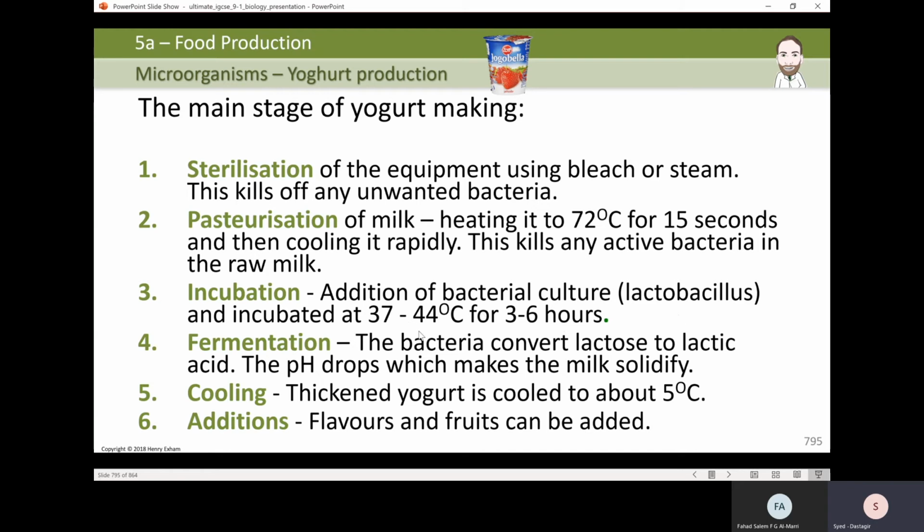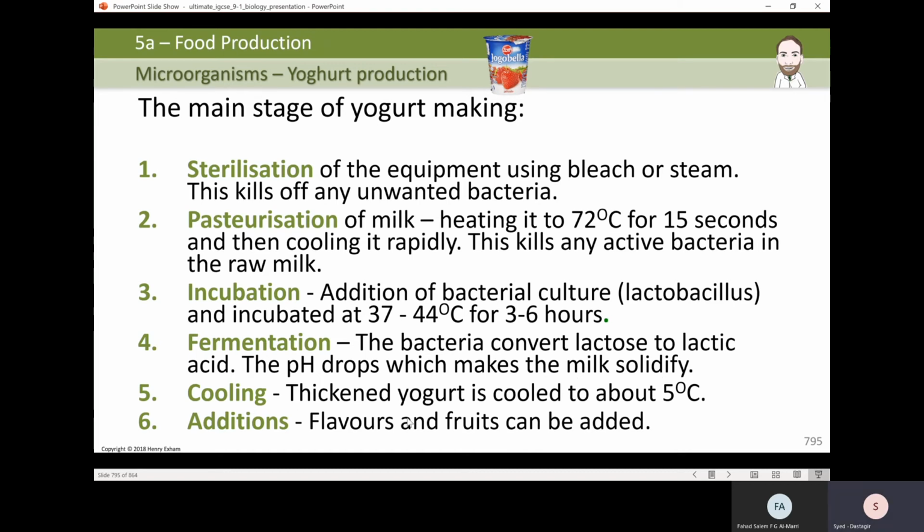We incubate it at 37 to 44 degrees Celsius. That's the optimum temperature for up to 6 hours. Then fermentation takes place. This is where the bacteria, this is the important part, the bacteria converts lactose sugar into lactic acid. And because the pH drops, this makes the milk solidify. That's why yogurt is different to milk in its consistency.